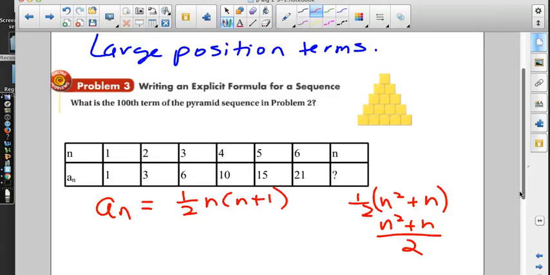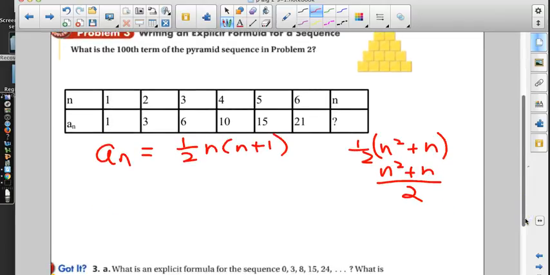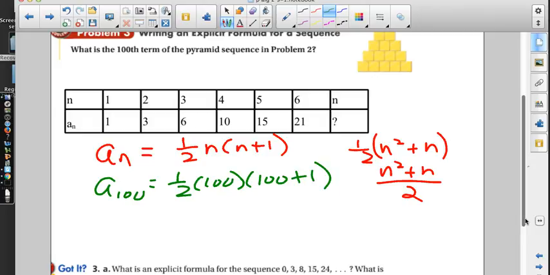Now they want the 100th term, so what does that mean we need to do? Chuck 100 in there. And then we're going to follow the order of operations. So we'll do our 101 first, and then we can multiply everything. So 1/2 or 0.5. I'll punch in the stuff. 0.5 times 100, we already know is 50, times 101. 5,050. There it is.